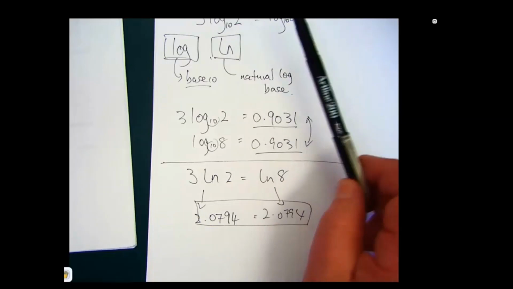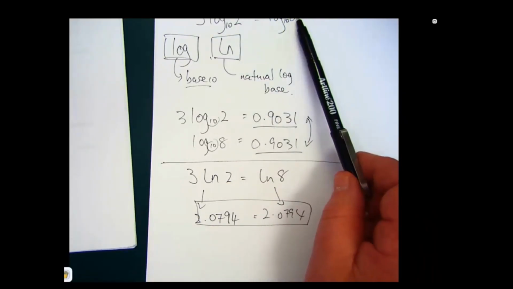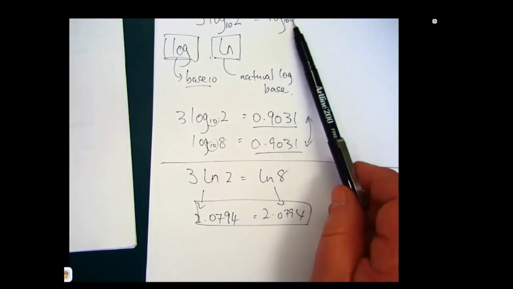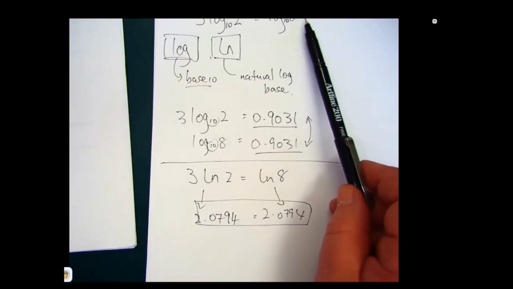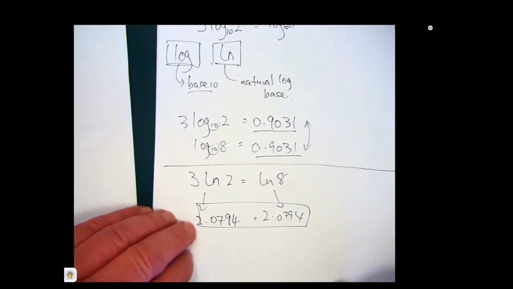But if you take it to base 10, then the left-hand side should equal the right-hand side. When you work it through, it does. If you take it to natural log, it's a different base. In other words, a different reference. You're using a slightly different base, but if you do the same to the left-hand side and the right-hand side, that will give you the same answer as well, and that's shown there quite clearly on your calculator.